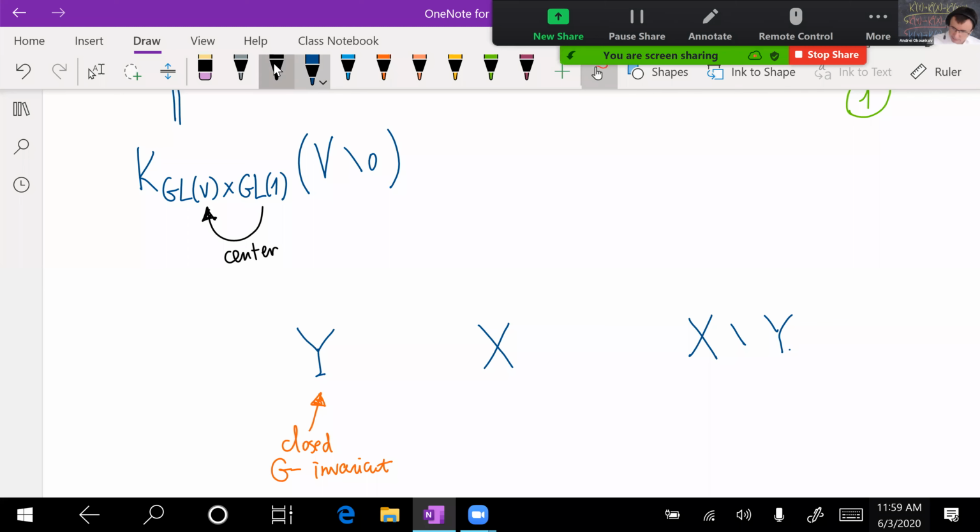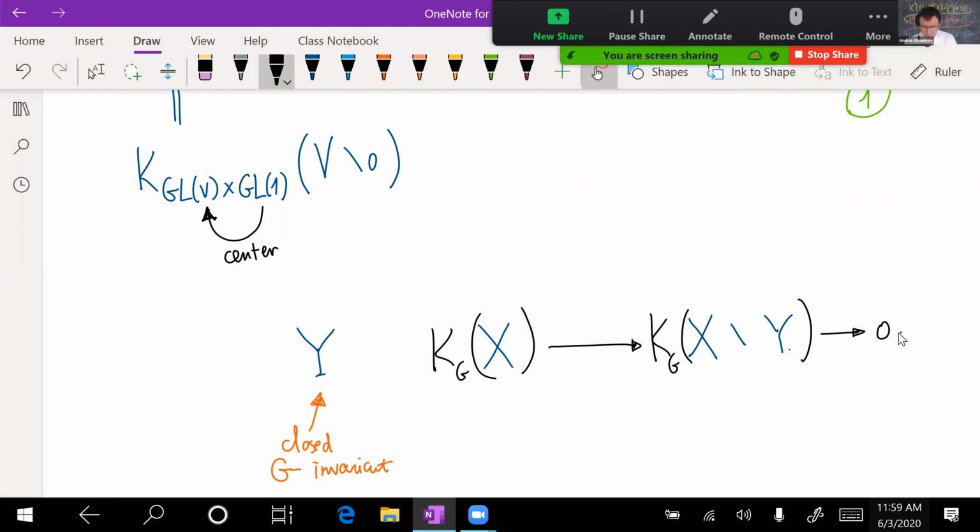The exact sequence in K groups starts as follows: first the G equivariant K theory of X surjects onto the G equivariant K theory of the open. It's a basic fact that if I have a G equivariant thing on the open, I can always extend it to the closed. You can prove it as an exercise, it's not hard.